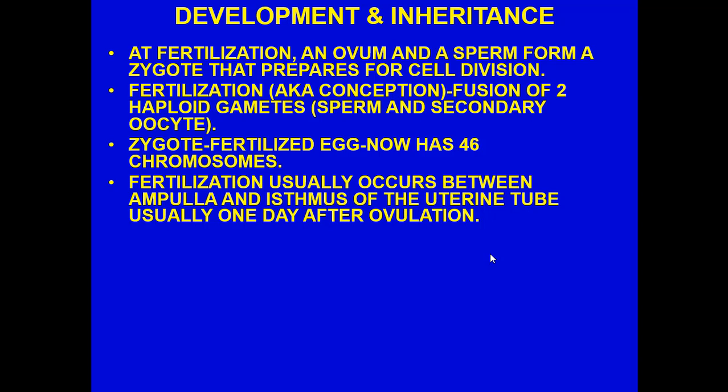zygote. Fertilization usually occurs between the ampulla and the isthmus of the uterine tube. So somewhere in that range. Usually it's one day after ovulation.